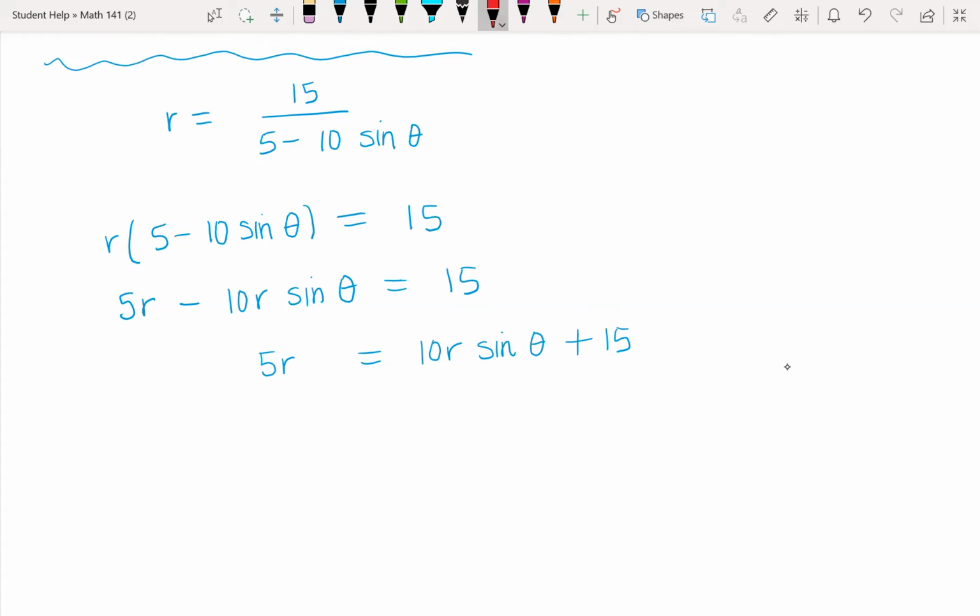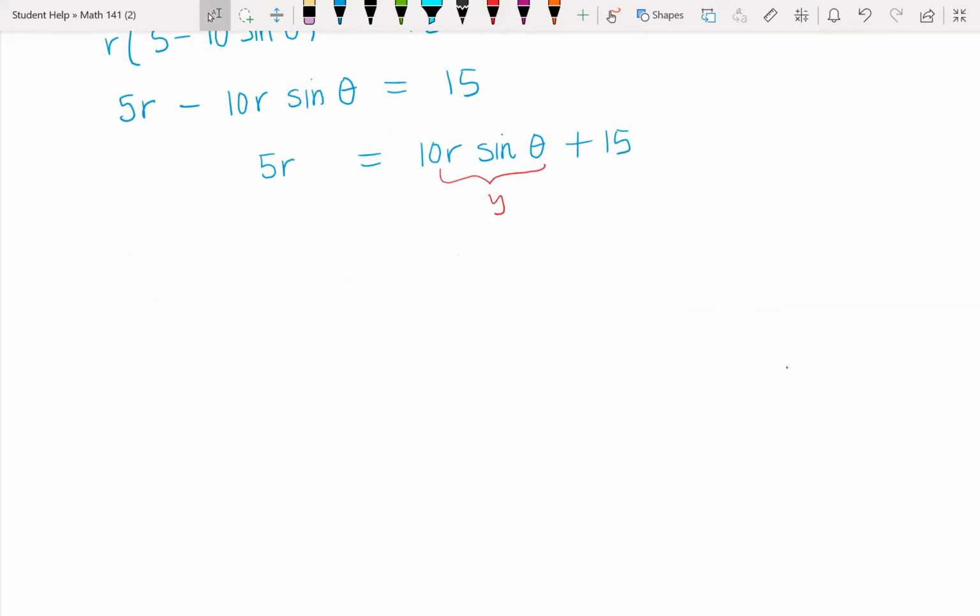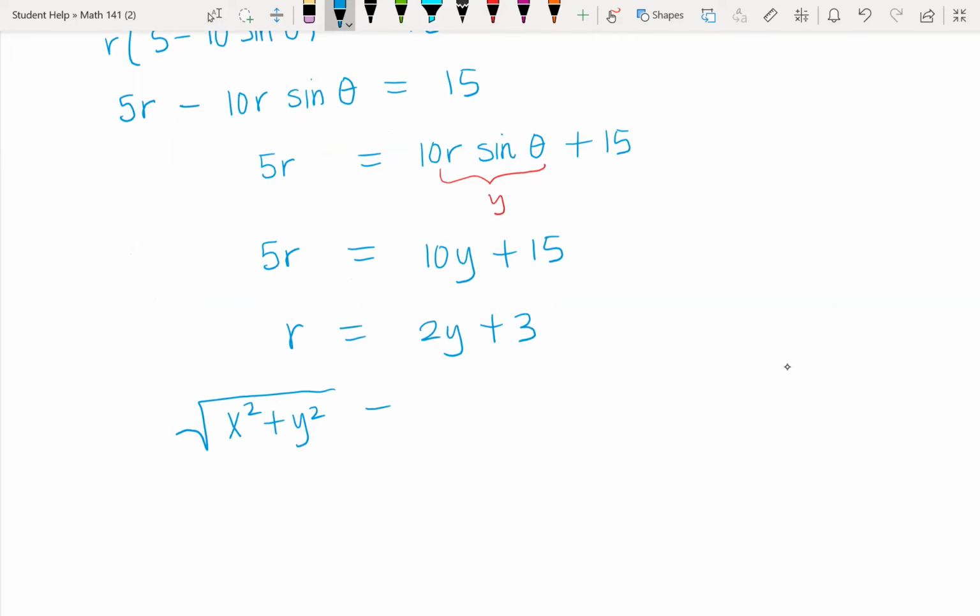Now r sine theta, or just this part, is equal to y. So I have 5r equals 10y plus 15. Let's divide everything by 5. r equals 2y plus 3. And r is the square root of x squared plus y squared. So we can make that change.